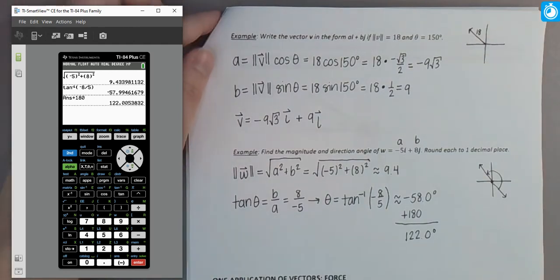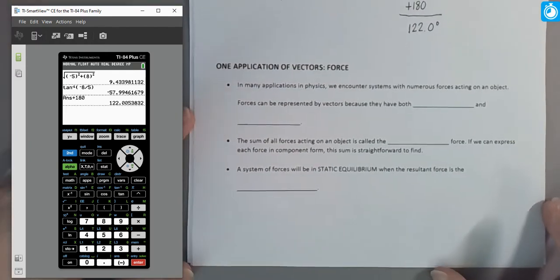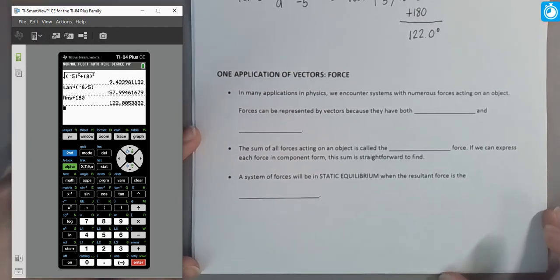Okay, let's look at an application of vectors. How can they be used? As I mentioned at the very beginning, we're really just scratching the surface. Particularly if you take a physics class, you use vectors a lot. Vectors are used all the time, different kinds of vectors. So we're just going to look at one application, one that we can work with without needing a lot of physics context. So the application we're going to talk about is force, so vectors representing forces.